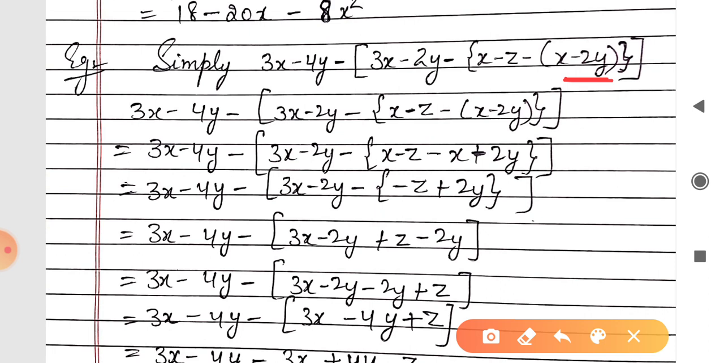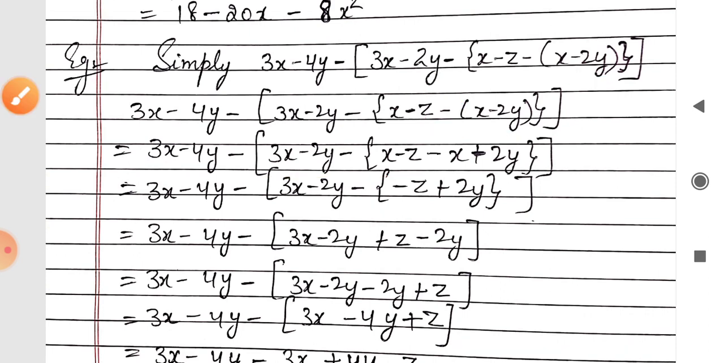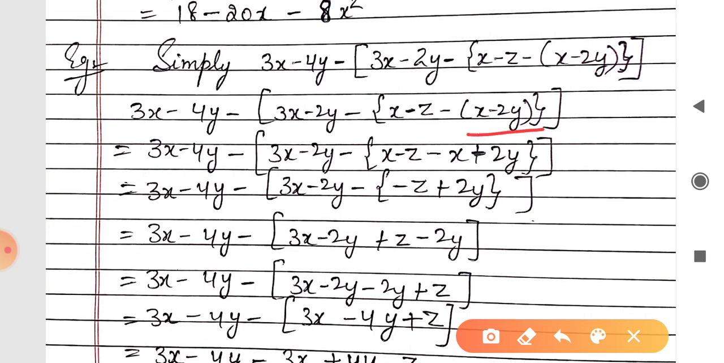In the first step we will open this bracket. Other terms will be written as it is, and when we open the bracket, if there is a negative sign before the bracket, then we always change the signs of the terms which are in the bracket. Here is a minus sign before the bracket, so we will change the signs of all terms in the bracket. x will become minus x and minus 2y will become plus 2y.